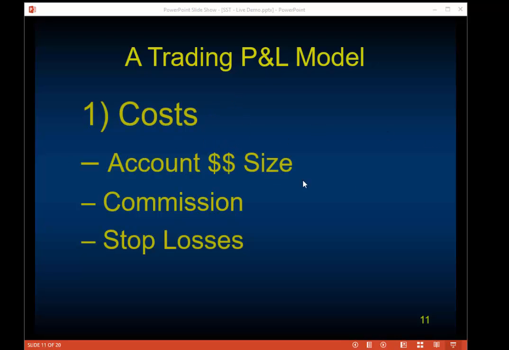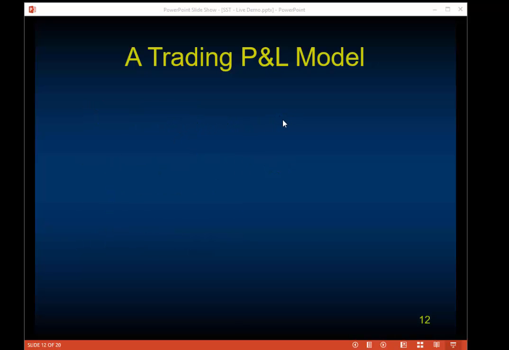A trading P&L model has four areas. First, costs. You have to know how much money it costs to fund a trading strategy. This can vary by a lot depending on the strategy. Commissions go in there, of course, and stop losses. Stop losses, the way we look at it, control your costs. It makes cost into something that is perfectly knowable. Every trading strategy will have losing trades. Stop losses are how you put that into a model so that you know what your losses will be.